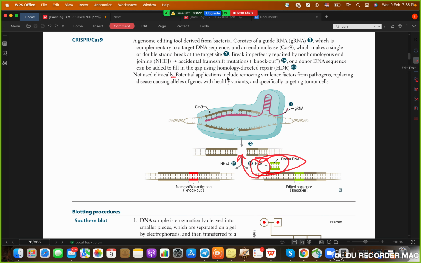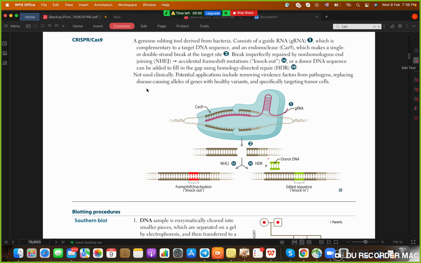So it's not used clinically. Potential applications include removal of virulence factors from pathogens, which was actually studied to remove malaria from the Anopheles mosquito, okay? They thought, okay, we can remove it from a few of the malaria mosquitoes, and we can make them mate with other mosquitoes, and we are going to spread a new generation of mosquitoes with no malaria inside of them.